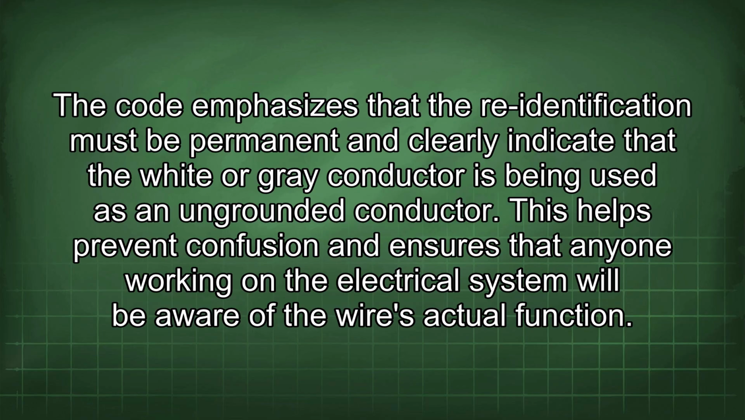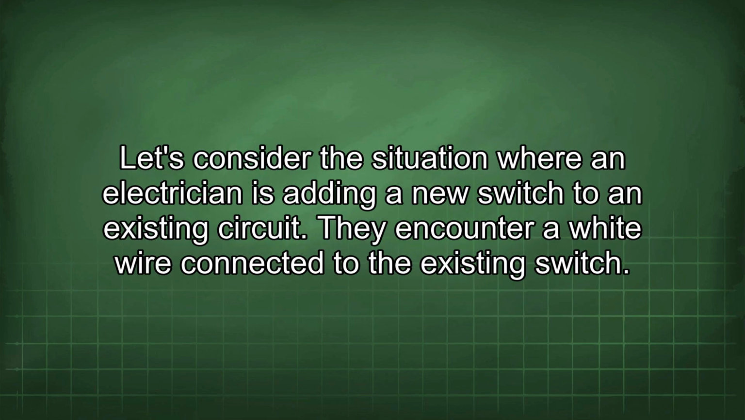The code emphasizes that the re-identification must be permanent and clearly indicate that the white or grey conductor is being used as an ungrounded conductor. This helps prevent confusion and ensures that anyone working on the electrical system will be aware of the wire's actual function. Let's consider the situation where an electrician is adding a new switch to an existing circuit.